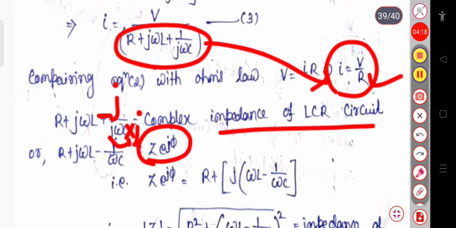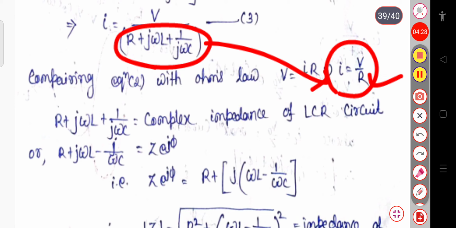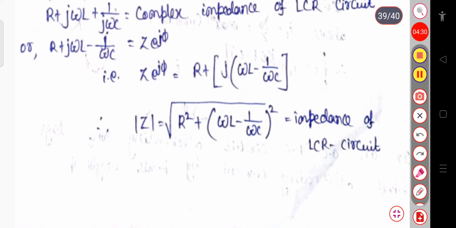So this will be simply minus j by omega C. So R plus j omega L minus j by omega C will be equal to Z exponential j phi, or this can be written as Z exponential j phi will be equal to R plus, if I take j common, then this expression will be R plus j whole into (omega L minus 1 by omega C).